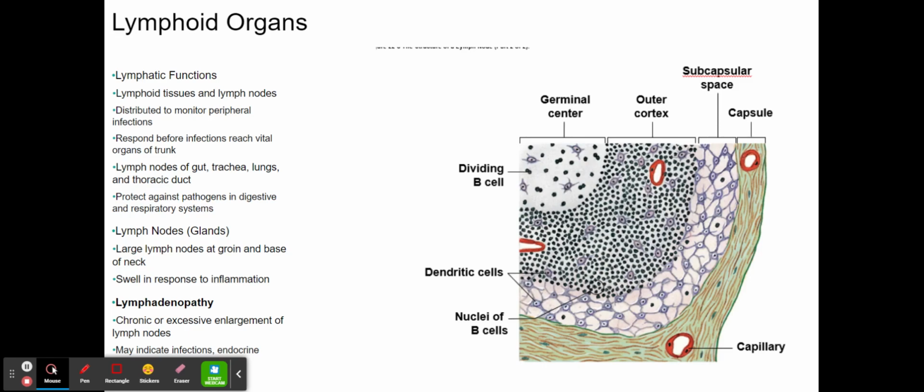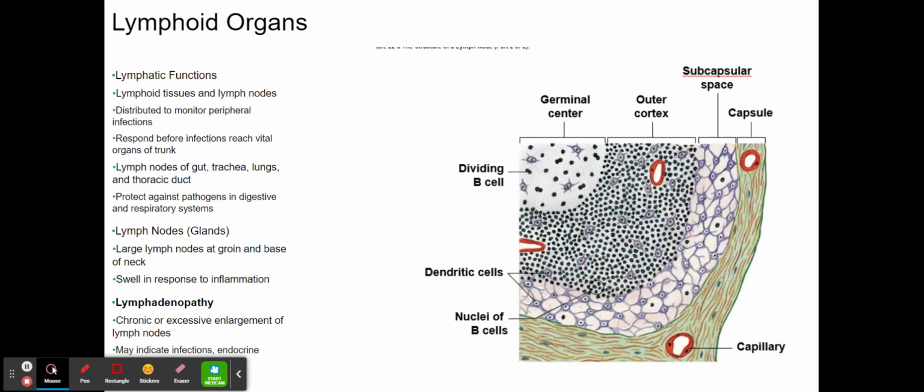Because lymph is monitored in these nodes, potential problems can be detected and dealt with before they affect the vital organs of the trunk. The mesenteries of the gut also have aggregations of lymph nodes, as do areas located near the trachea and the passageways leading to the lungs, and those associated with the thoracic duct. These lymph nodes protect against pathogens and other antigens within the digestive and respiratory systems.